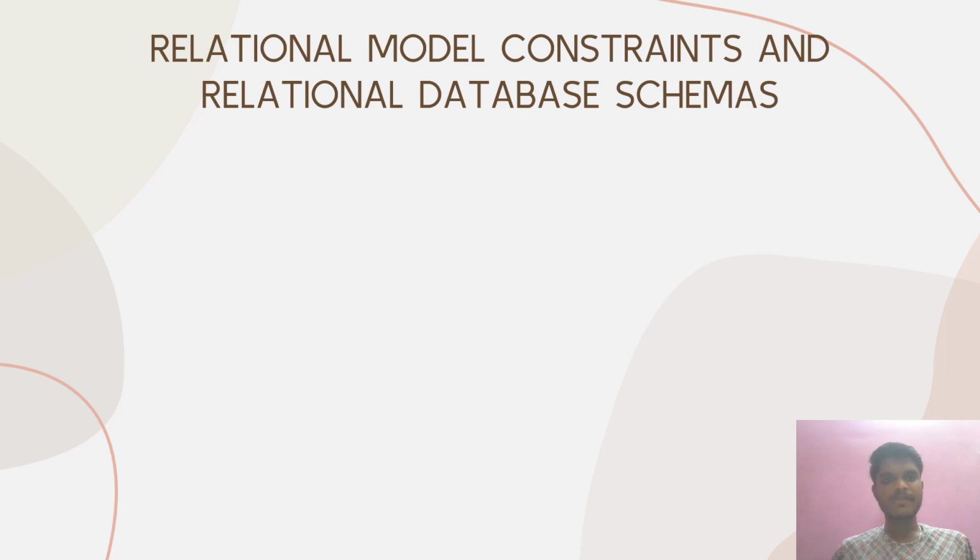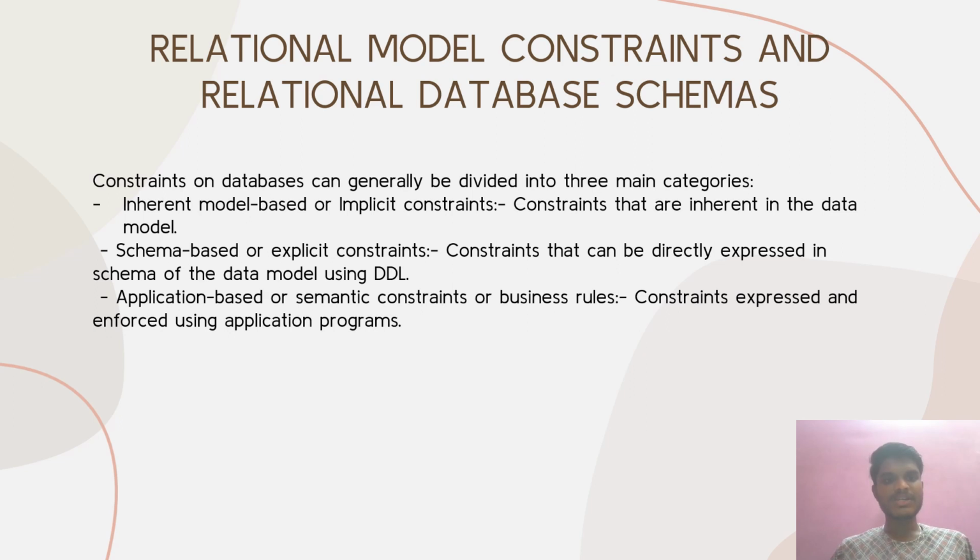Let us move on to the next topic, that is relational model constraints and relational database schemas. Constraints on databases can generally be divided into three main categories. First one, inherent model-based or implicit constraints. The constraints that are inherent in the data model are called inherent model-based constraints. Next, schema-based or explicit constraints. The constraints that can be directly expressed in the schema of the data model using DDL are known as explicit constraints. Third one, application-based or semantic constraints. These constraints are expressed and enforced using application programs.